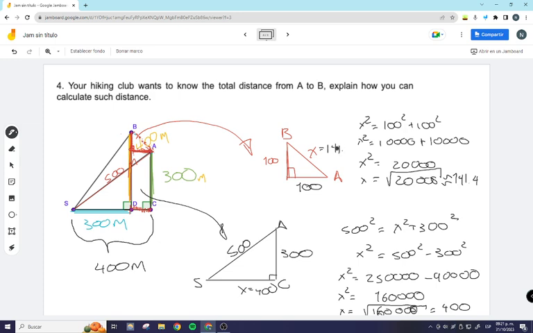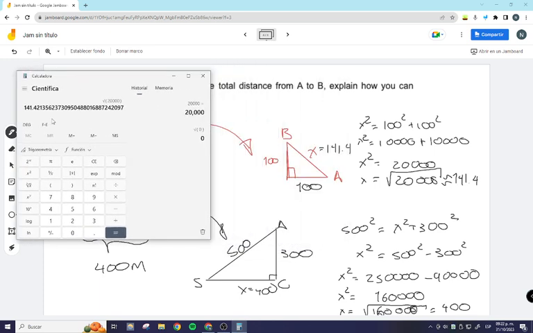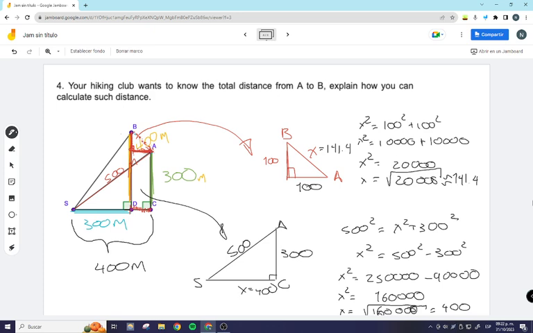So the distance from A to B is 141.4 meters. Yeah, actually, let's confirm. I don't remember if that's the exact value, but we can confirm with the calculator right now. So basically, square root of 20,000. Yeah, 141.4213, all of that. So that's how you solve this point. If you know the Pythagorean theorem and you want to find the distance between two points, maybe if you create an imaginary right angle triangle, and if you find the measures, you can find that distance. That's going to be it for this video.